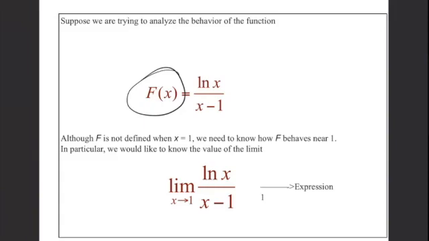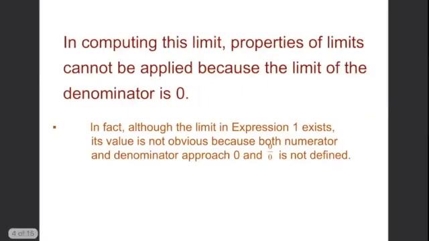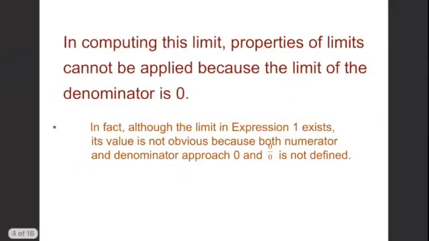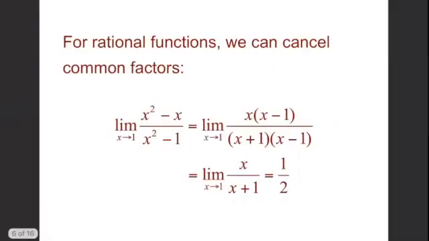So we have this expression, the limit of ln of x over x minus 1 as x approaches 1. Now, we cannot substitute 1 for x because in this case, our denominator becomes 0, and ln of 1 is also 0. If you try it in your calculator and press this value, you will take note this is 0 over 0.